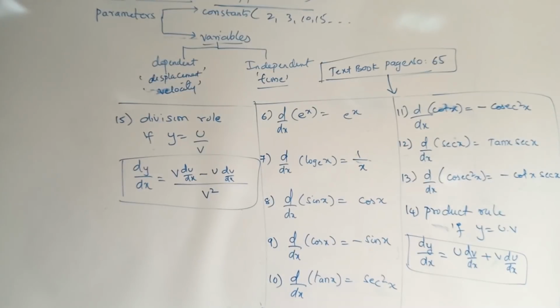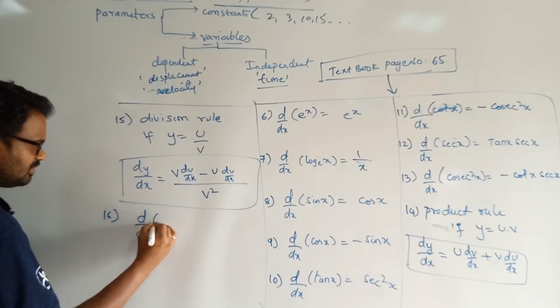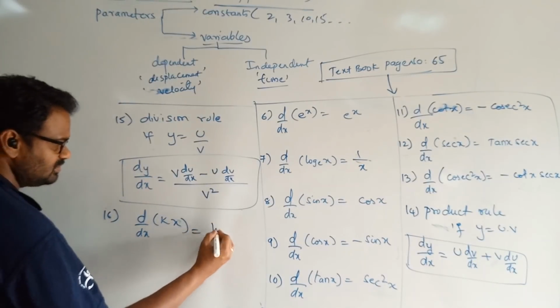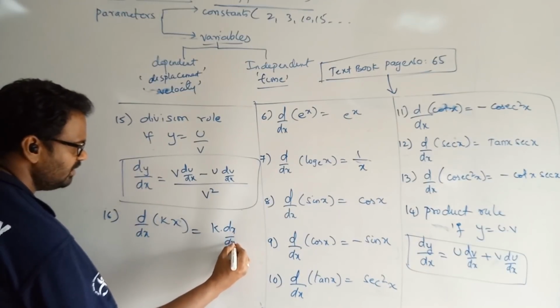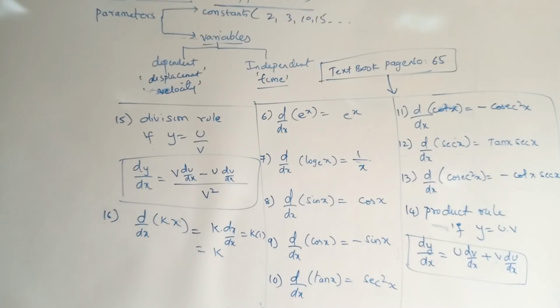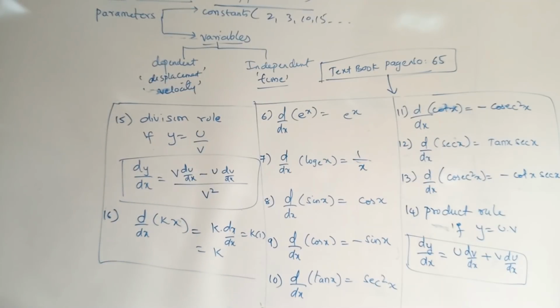One more easier thing: if you have the differentiation of some constant multiplied by x, the constant always comes out, giving k into dx by dx, which is k into 1. So the value is k. Differentiation of some constant multiplied by x gives k. You should be well versed with these formulas. Some more may be there, but these are the minimum things we should know before going further.